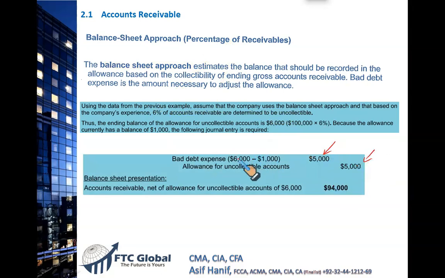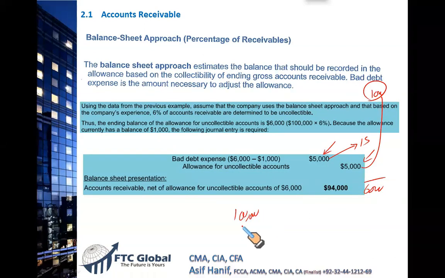Now, why did we do that? Because now under this entry, again, what happens? This 5,000 goes to your income statement as an expense for the period. And this 5,000 goes to the existing balance of your allowance and gives you a total balance of $6,000. And how is this 6,000 reported? Same way. Your gross receivables, $100,000. And from this, we deduct 6,000 and you get 94,000 as your net receivables.